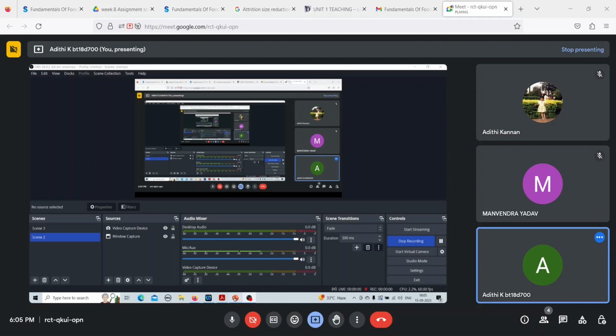The answer here is option D. Hope this is clear. We'll be having some problems related to this critical speed as well, which we'll be discussing in the further slides.